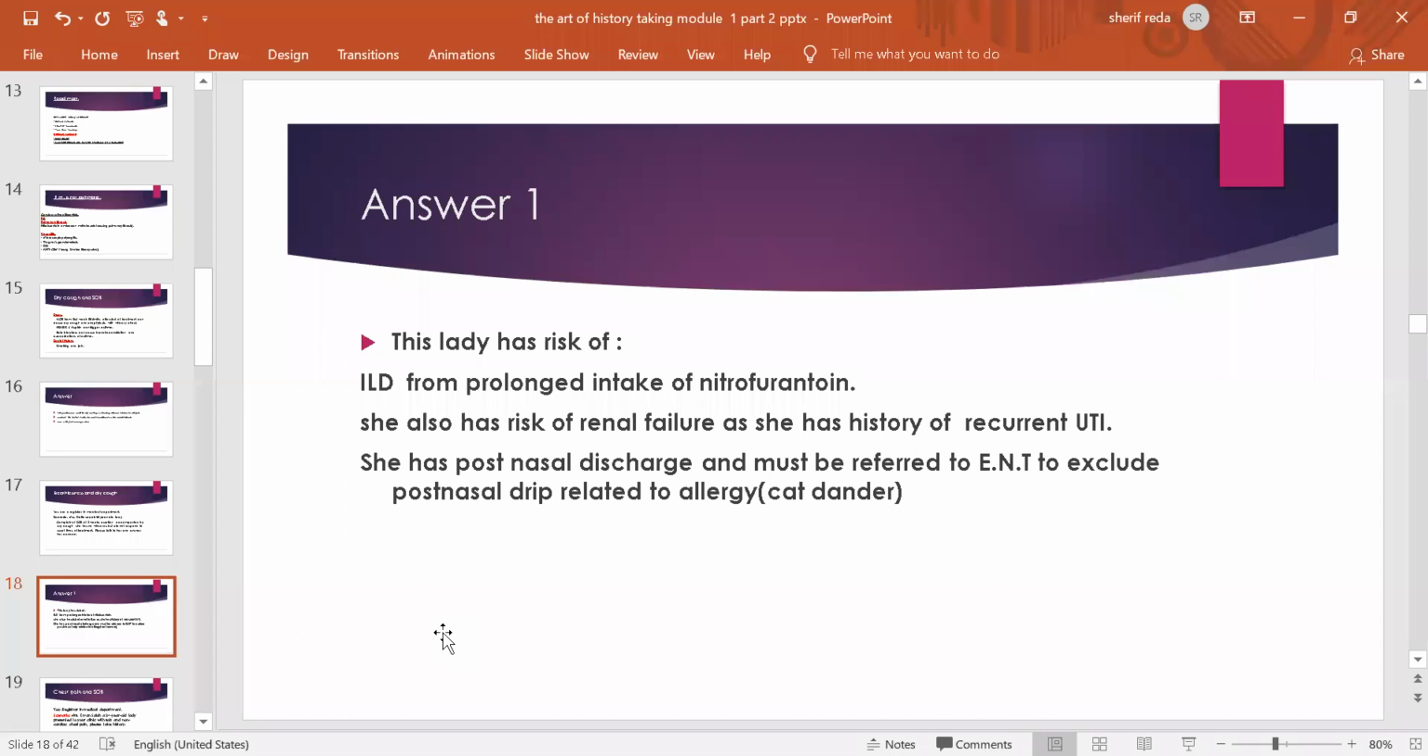So you will put your first differential diagnosis: it will be ILD from prolonged intake of nitrofurantoin, because this can cause shortness of breath and dry cough. The second one is the post-nasal discharge, and she must be referred to ENT. And then the third one will be renal failure secondary. She might be at risk of renal failure secondary to recurrent UTI. This will give you a very sensible and reasonable differential diagnosis.